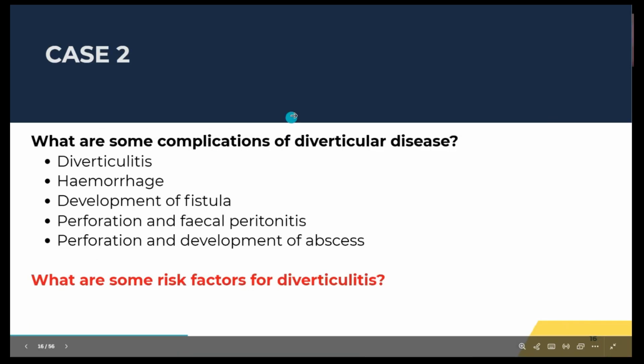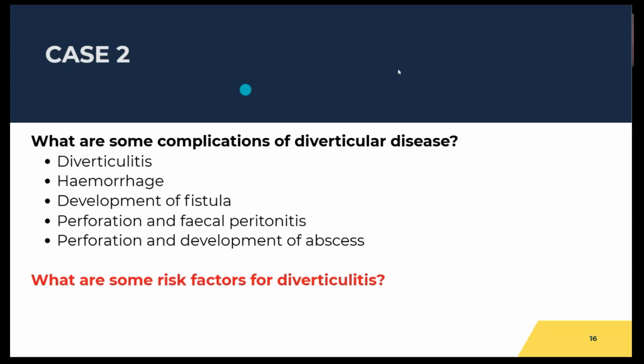So some of these complications of diverticulitis are hemorrhage, which, as you mentioned, Sophie, could lead to anemia. Development of a fistula, perforation, fissure formation, abscess formation. So those are all good. Any questions at all based on that? If so, please put it on the chat.